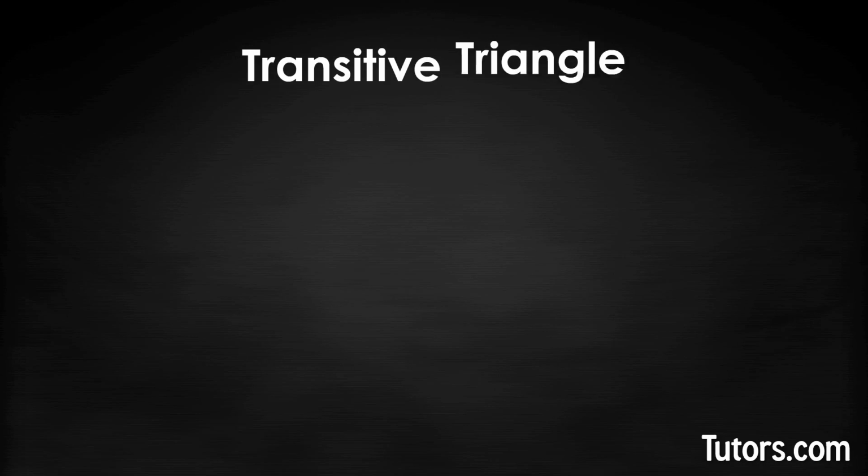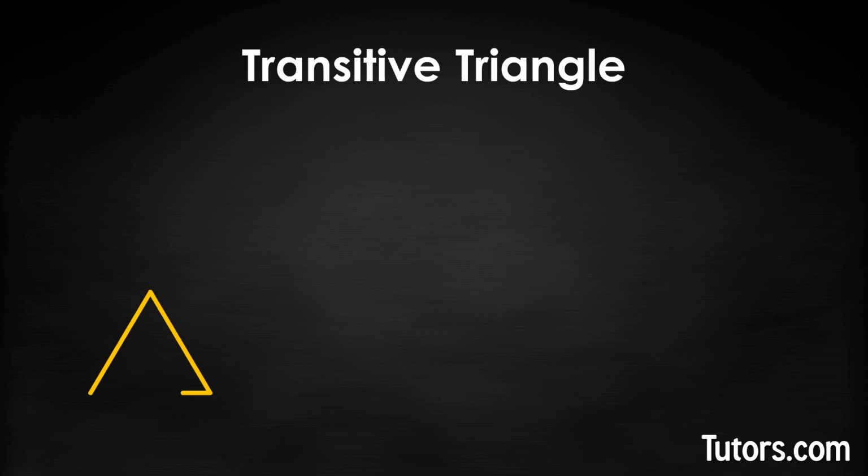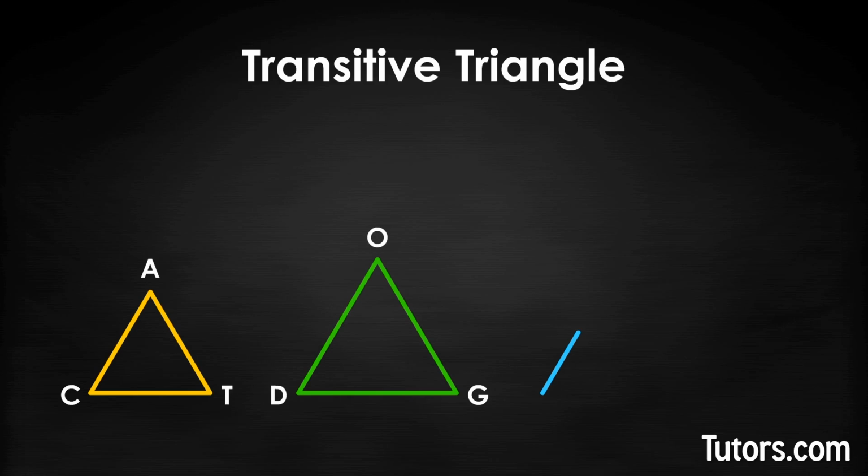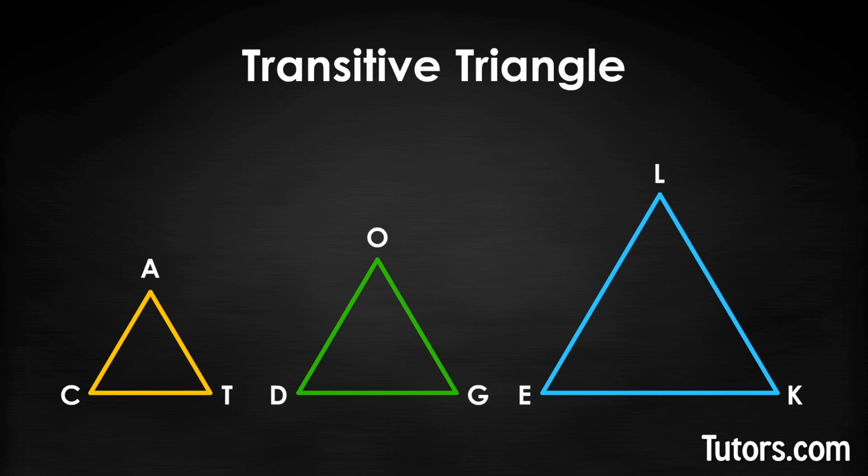What are transitive triangles? Just as you use the transitive property of congruence to relate terms in algebraic expressions, you can also use the transitive property of congruence to connect similar triangles. Draw a triangle and label it CAT. Draw a triangle similar to it and label it DOG. Now draw a triangle labeled ELK that is similar to triangle DOG. What do you know about the relationship between triangle CAT and triangle ELK?